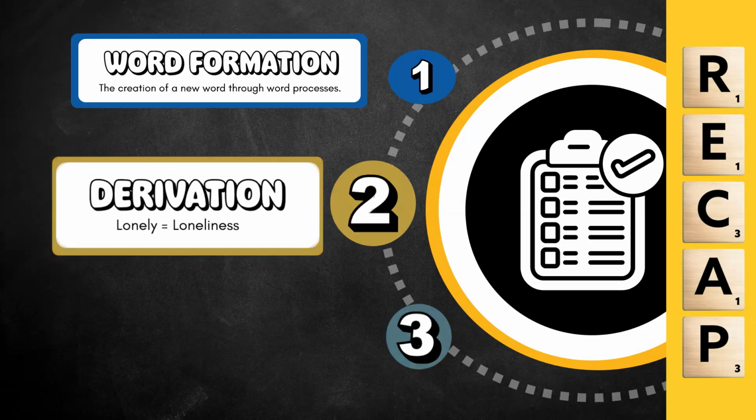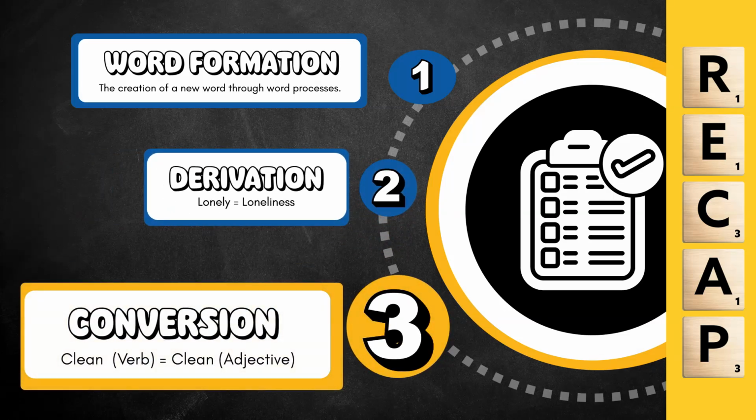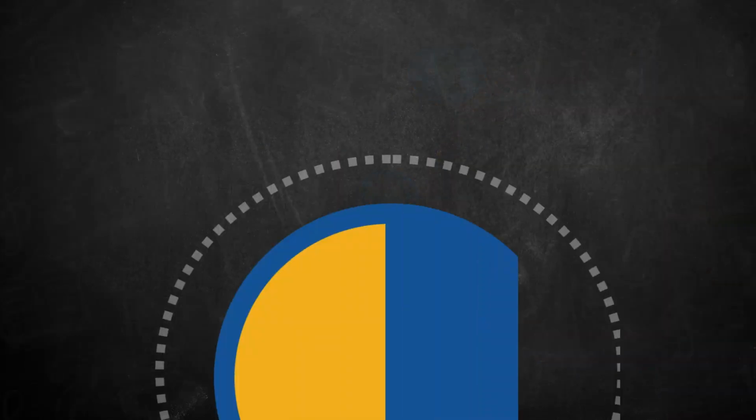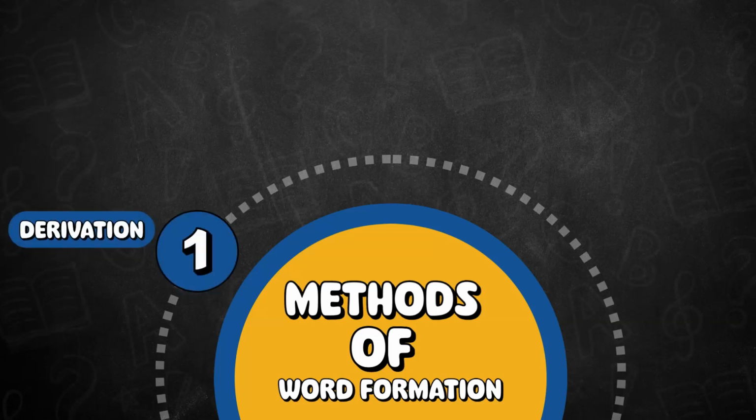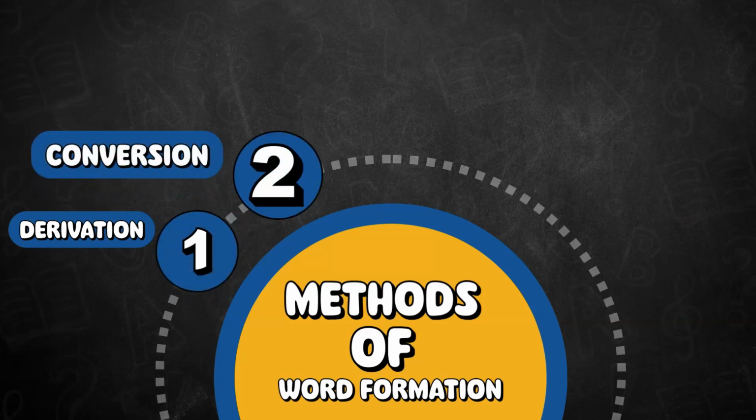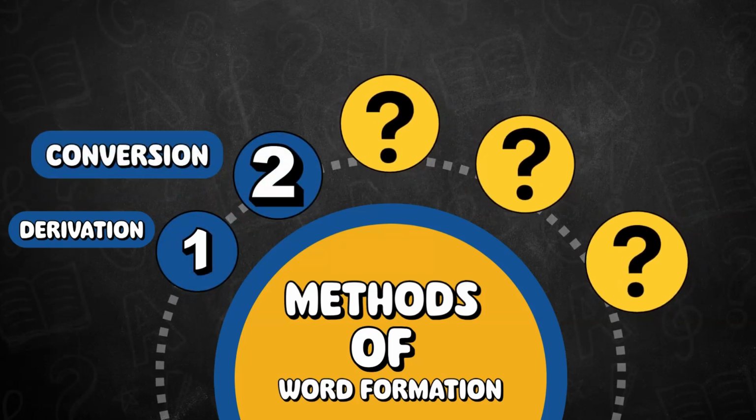The word clean transformed into another meaning when used in different contexts. Clean your room, a verb, versus I like a clean room, as an adjective that describes the state of the room, and that is conversion. It creates a new word from identical ones. And now we have learned the other 2 word processes, the derivation and conversion. What are the other 3 word processes?